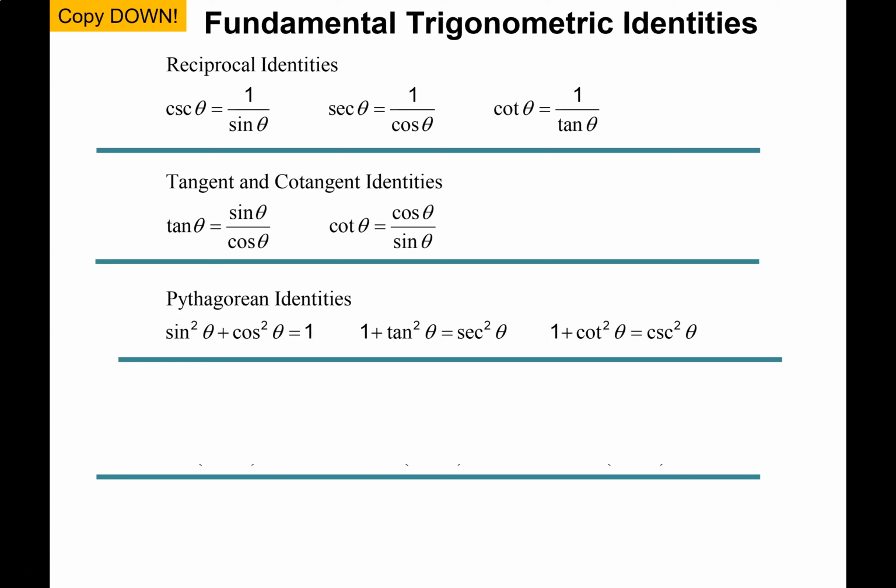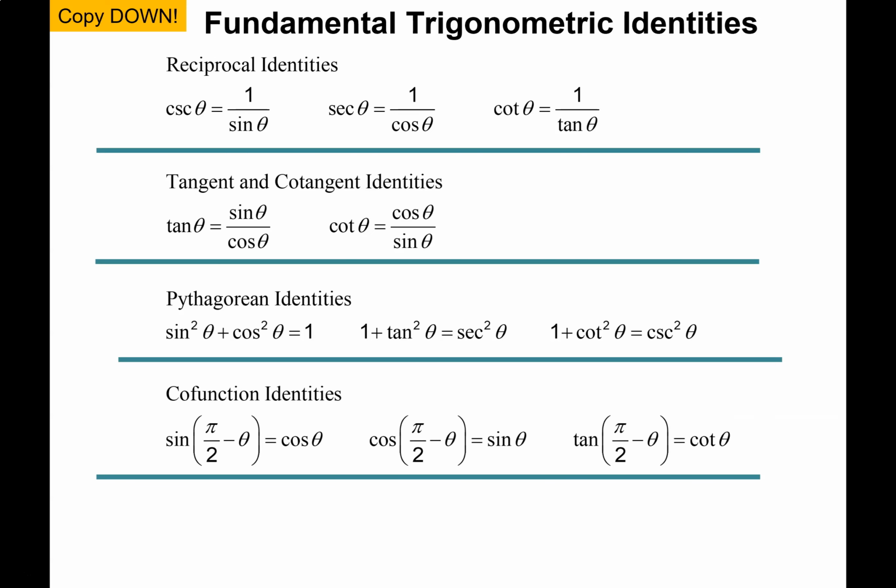Pythagorean identity. So sine squared theta plus cosine squared theta is equal to 1. We also have 1 plus tangent squared theta is equal to secant squared theta. And we have 1 plus cotangent squared theta is equal to cosecant squared theta.